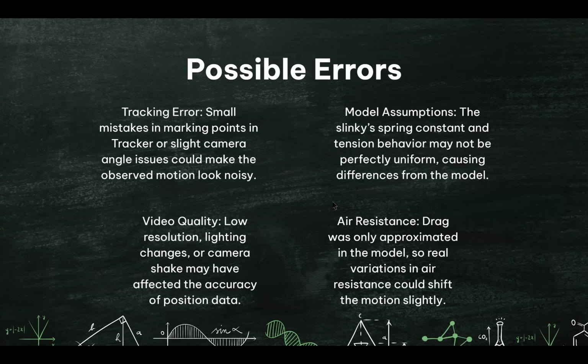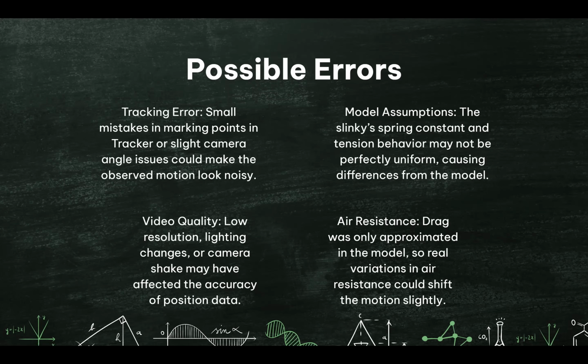And then some possible errors. That could be the tracking error, which is small mistakes in marking points in Tracker, or slight camera angle issues, which can make the observed motion look messy. We have the video quality. The low resolution, lighting changes, or camera shake may have affected the accuracy of position data, though this was out of my hands since I got this video online.